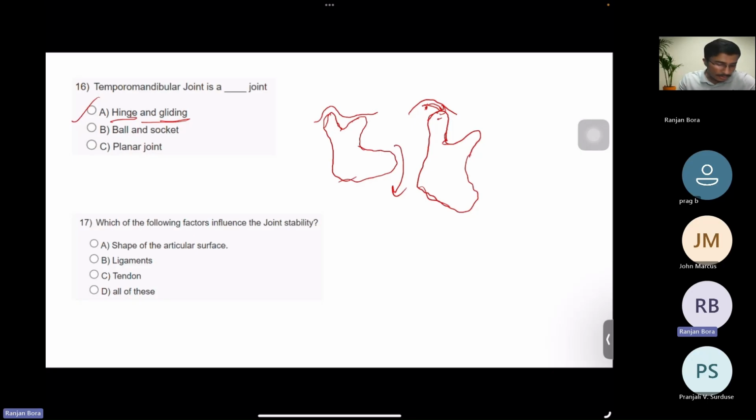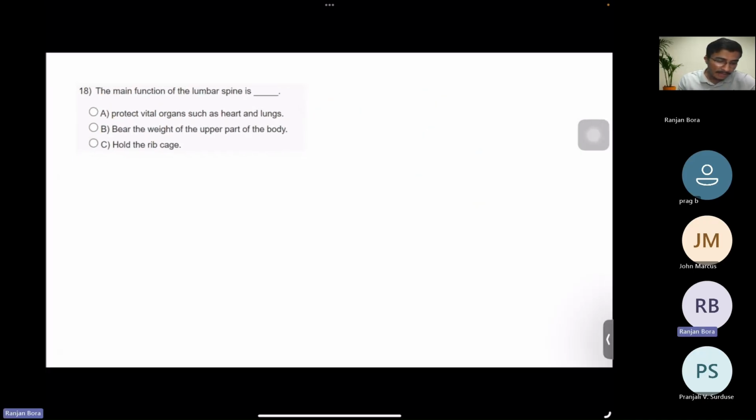Okay, now question 17. Which of the following factors influence the joint stability? So all of these factors influence the joint stability, like shape of the articular surface, then ligaments and tendon. Yes, all of this is correct. And then the main function of the lumbar spine is?